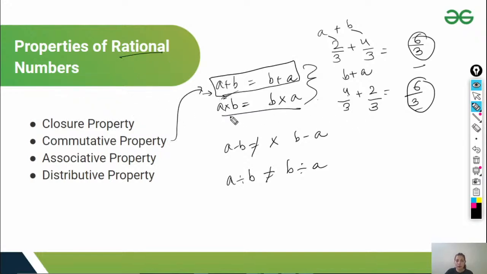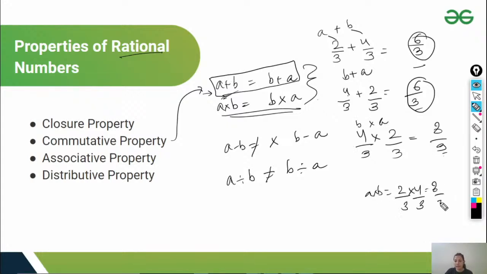Let's check what about multiplication. We will take the same numbers. Let's say 4/3 into 2/3: 4 twos are 8, 3 threes are 9, so 8/9. This is b into a. Let's check a into b. So 2/3 into 4/3, again 8/9. The answers, see, these answers are equal. So we can say that the commutative property in multiplication is also followed by rational numbers.